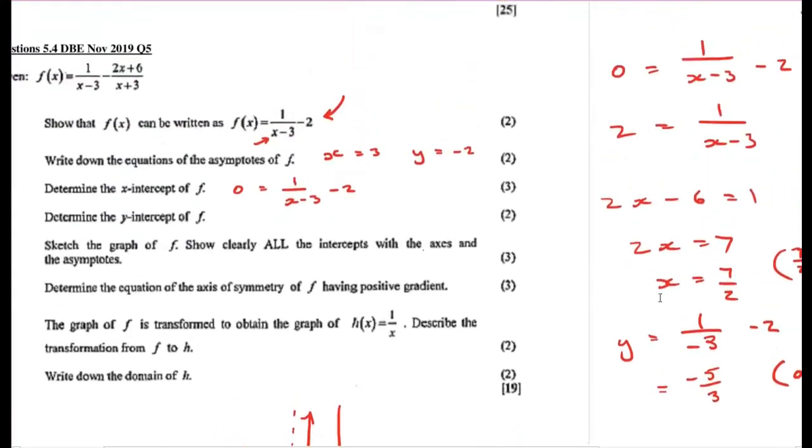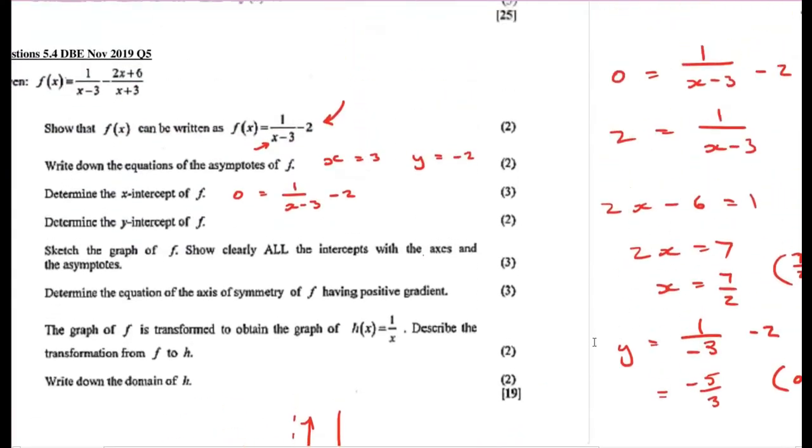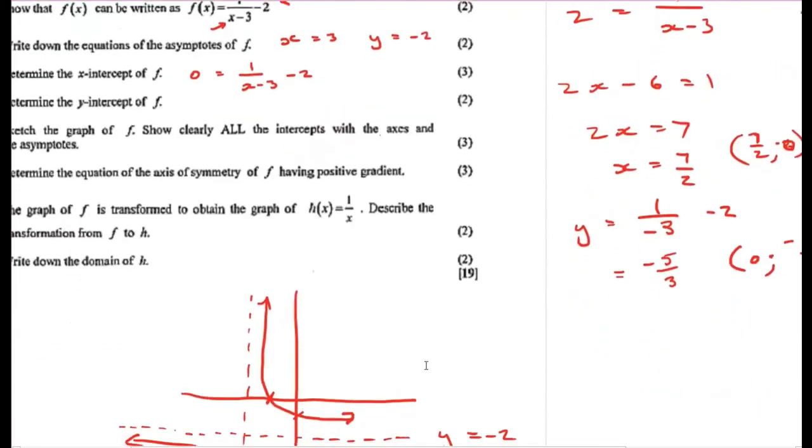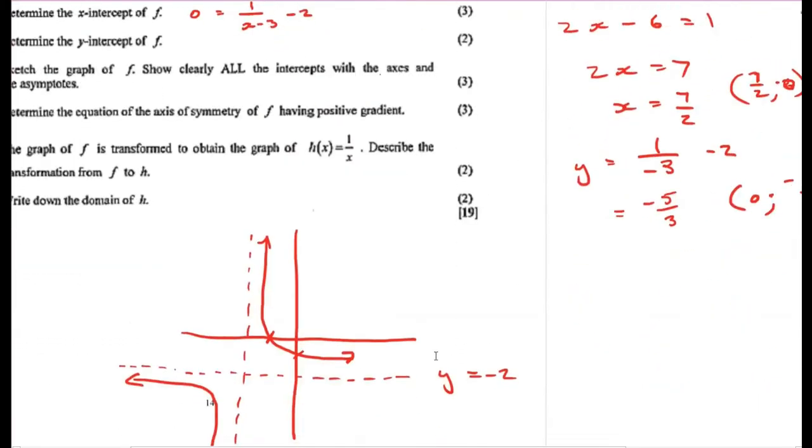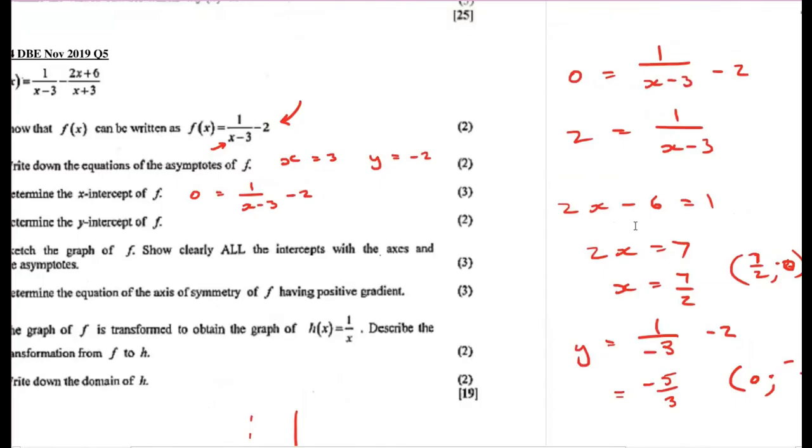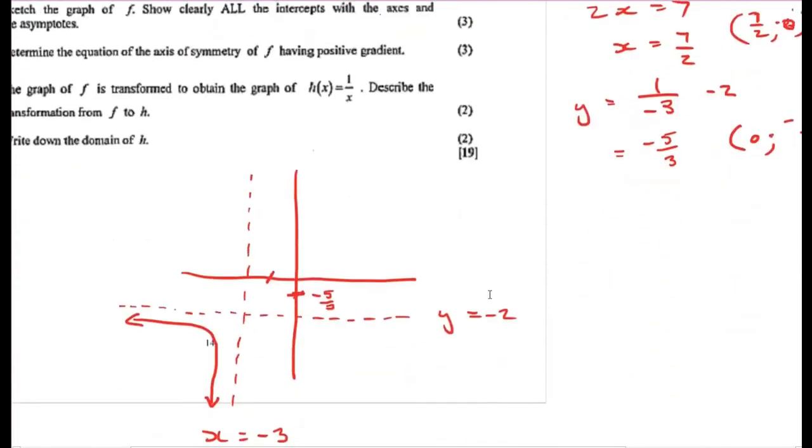Ooh, what's happened over here? Oh, my drawing is obviously terrible. Why am I drawing so bad? All right, so my y cut is negative 5 over 3. That's over there. There's your negative 5 over 3. Oh, my x cut. Is my x cut okay? Minus 6, positive 7, 7 over 2.